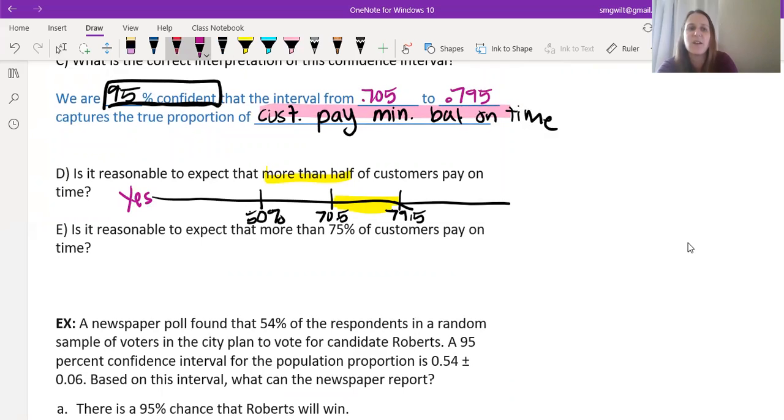Okay, if I'm thinking about the next one, this says, is it reasonable to expect that more than 75% of customers, so 75% would be here. Notice that this portion of my confidence interval is not more than 75, right? So I should do that backwards, sorry, let me fix. More than 75% is this section, right? This is more than 75%. It does not encapsulate my entire confidence interval. So this would be no.